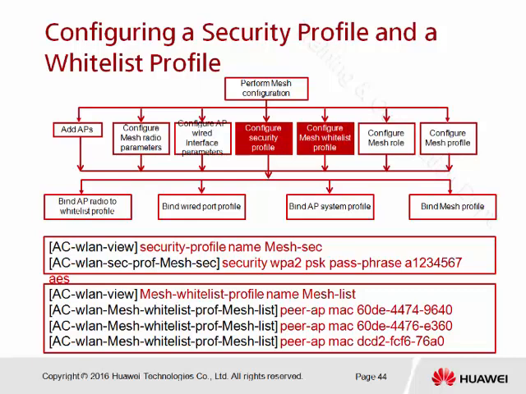Okay, right here, for example, I have 3 APs I want to form the connection, so I already recorded all the MAC addresses here. So I go into the mesh wireless profile. Okay, I give a name, mesh list, or you can just name it mesh wireless WL. Use the command peer AP followed by the MAC address. Just give the MAC address here, then enter.